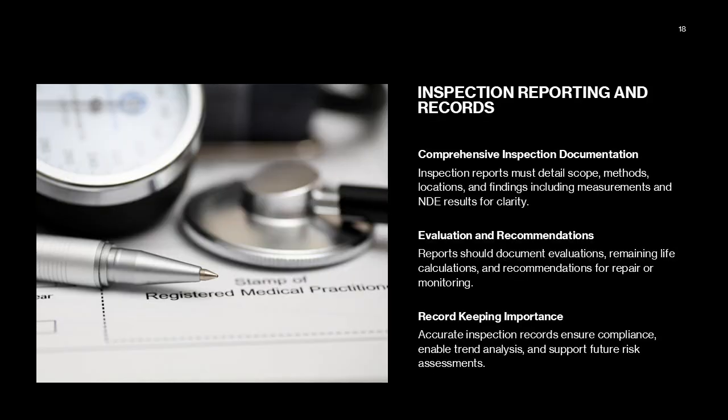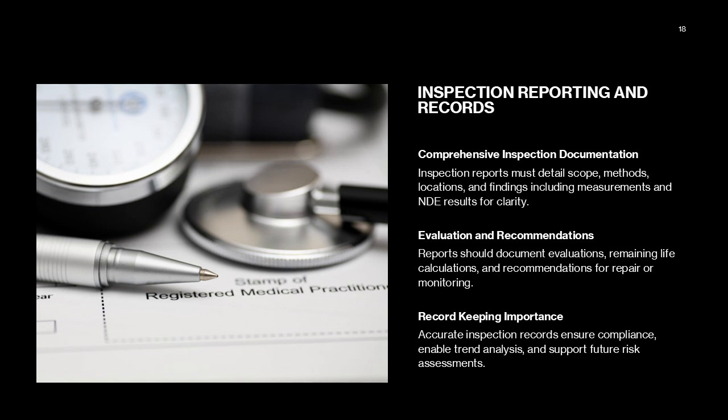Inspection reporting and records, key takeaways for inspectors. Comprehensive documentation is a fundamental requirement of API 510. Inspection reports must clearly describe the scope of inspection, methods used, locations examined, and detailed findings. Thickness measurements, NDE results, photographs, and sketches should be included where applicable.